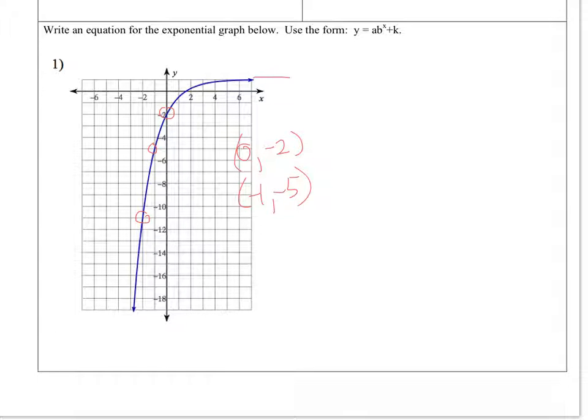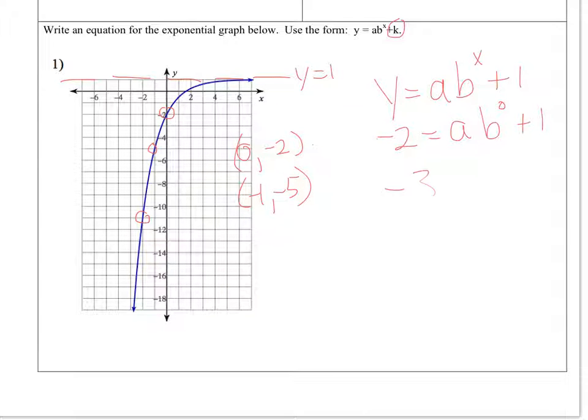First of all, I've got an asymptote at y equals 1. That means that k equals 1. So we're going to start out with the equation y equals a b to the x plus 1. Going to plug in my first point with a 0. Negative 2 is equal to a b to the 0 plus 1, which means negative 3 is equal to a, since b to the 0 is 1 and a times 1 is a. So I'm going to plug that in. y equals negative 3 b to the x plus 1.